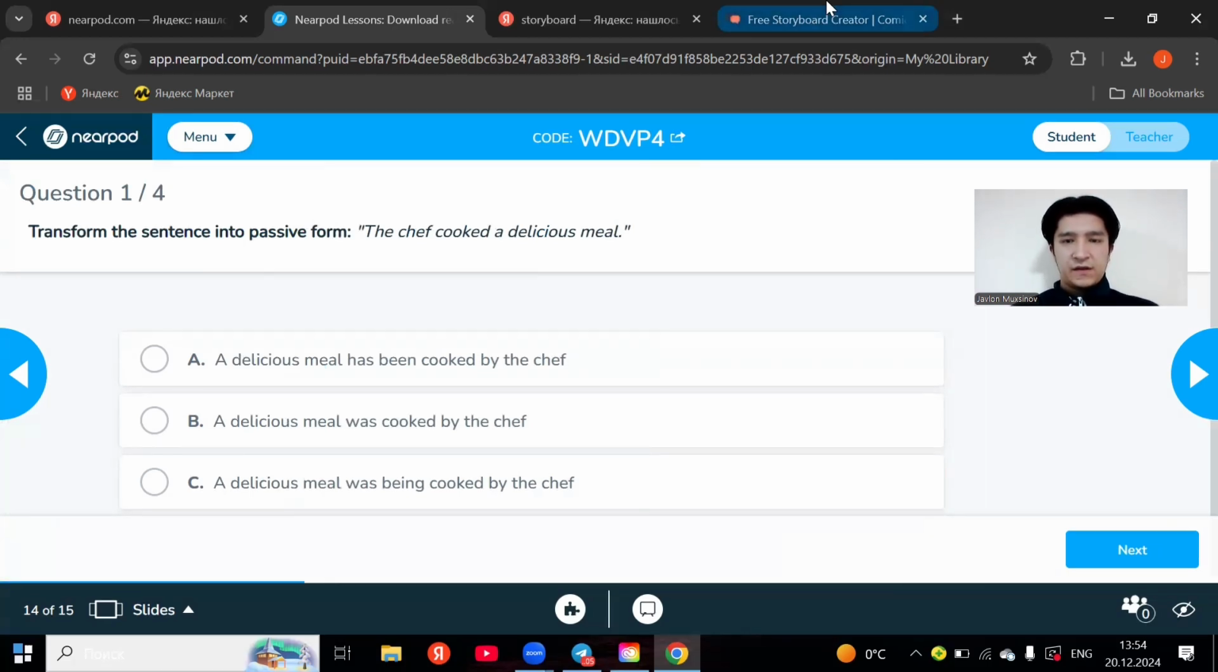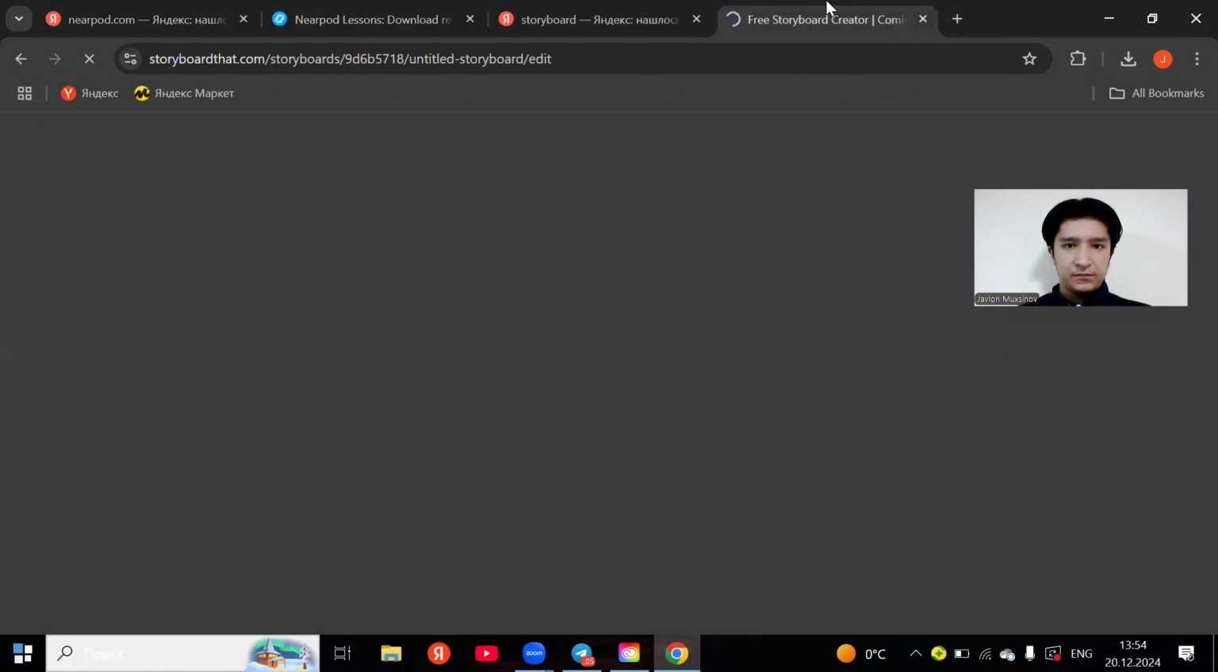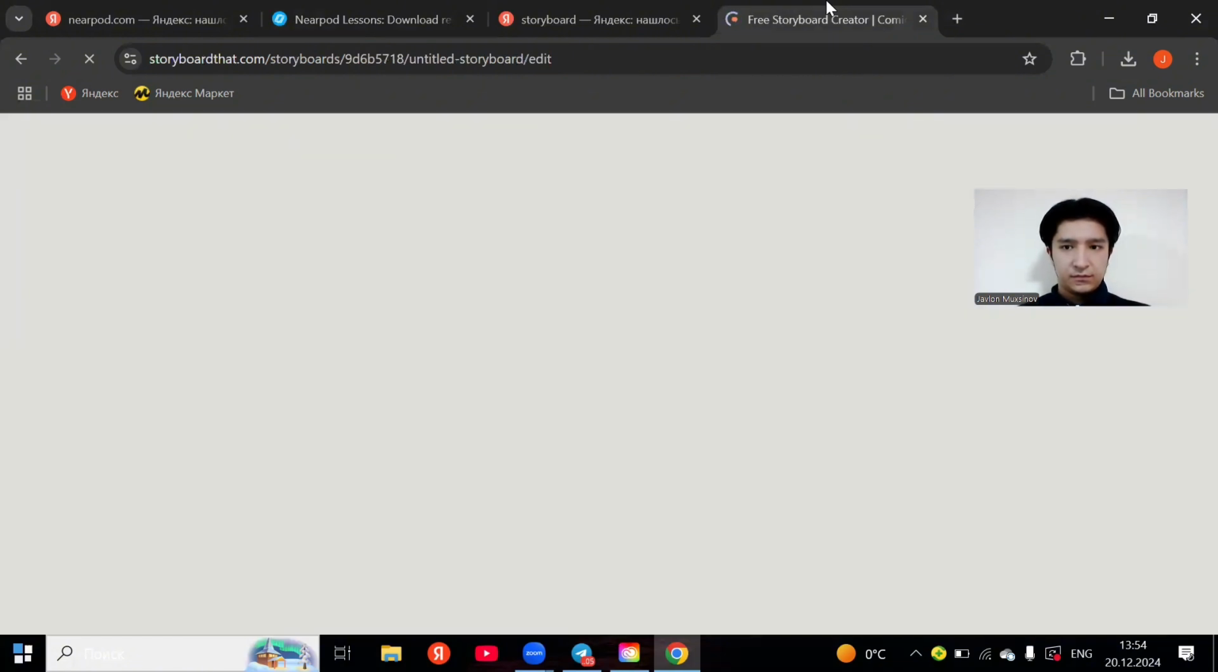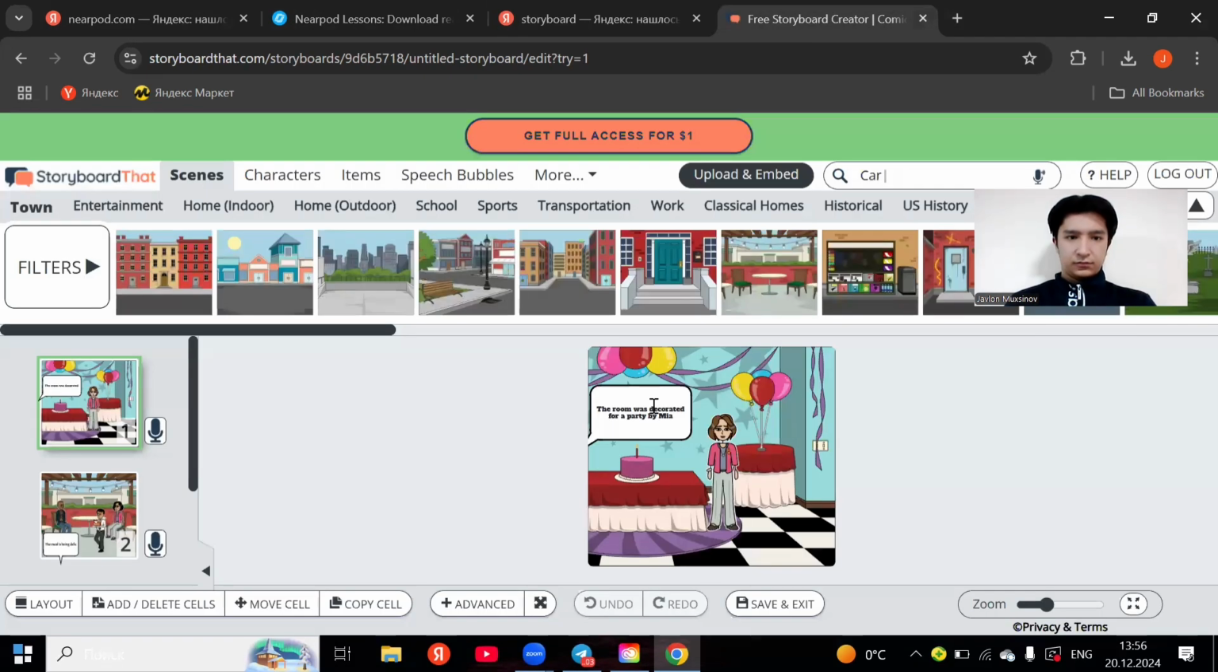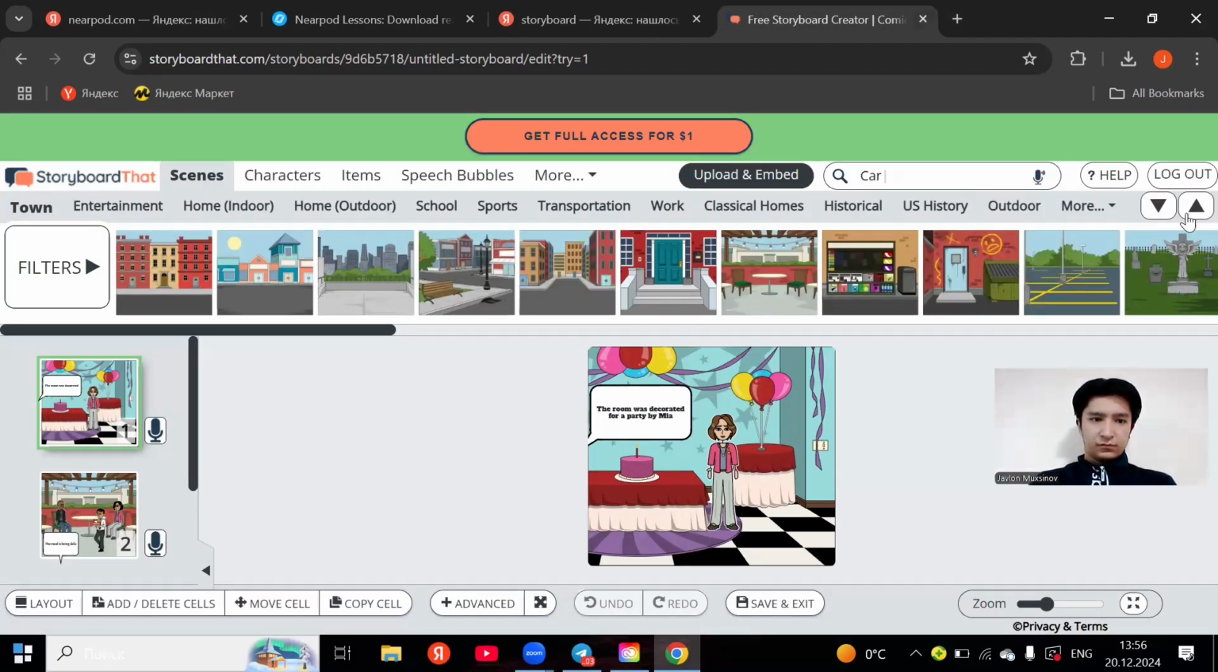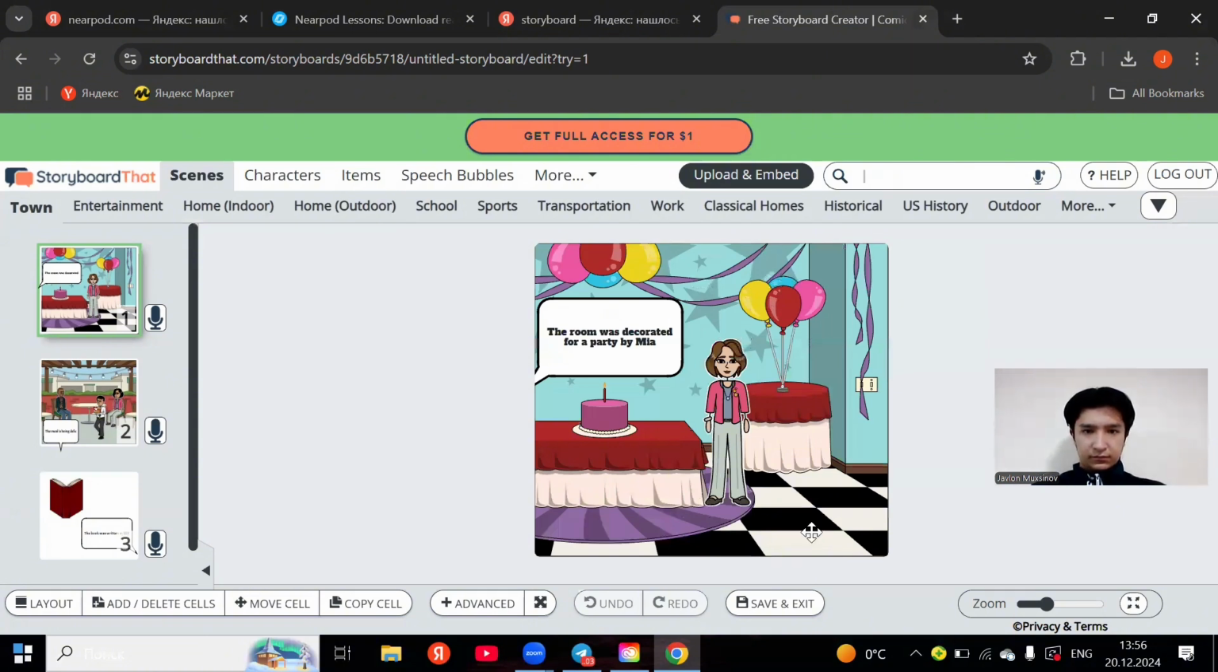I have some examples in the storyboard. Here are some example situations. You can see the picture. The room is decorated for a party. The sentence is: the room was decorated for a party by Mia. Mia is she, and she decorated the room for a birthday party.